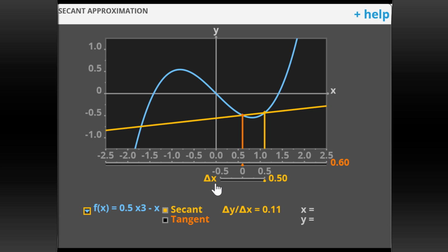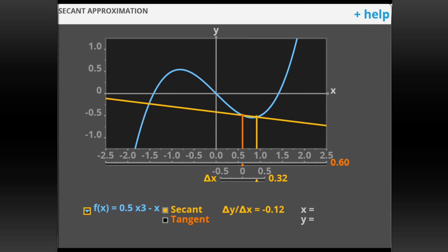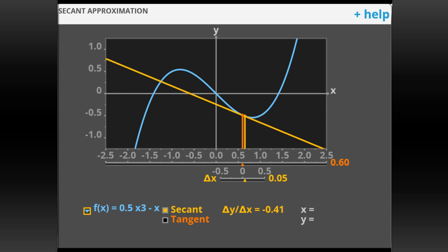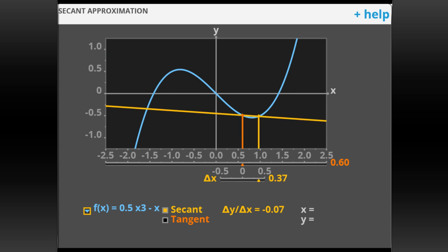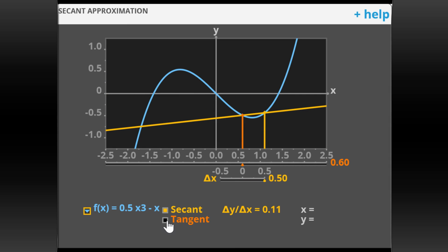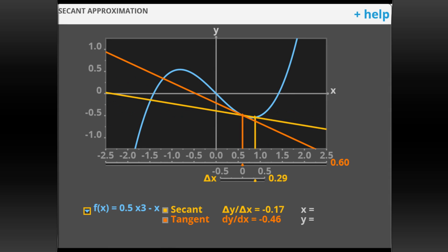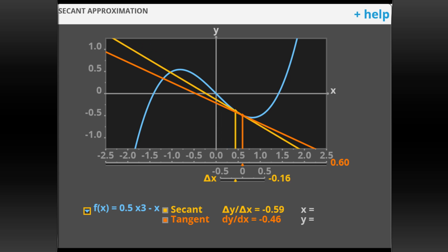We can change the value of delta x by moving this horizontal slider. Observe what happens. As the point B moves closer and closer to the point A, the secant line appears to become tangent to our function at the point A. Let's go ahead and hit the tangent button down here. The tangent line appears, and we can go ahead and verify that, in fact, as the point B moves closer and closer to the point A, the secant line is, in fact, becoming the tangent line.